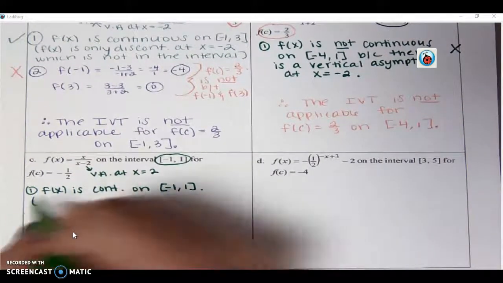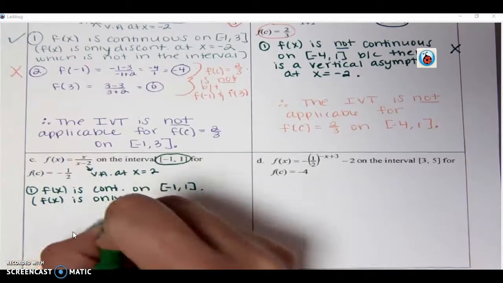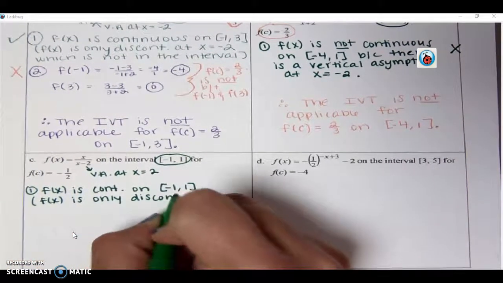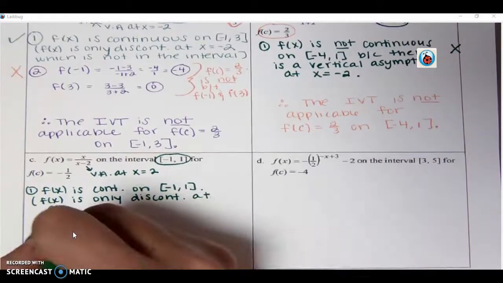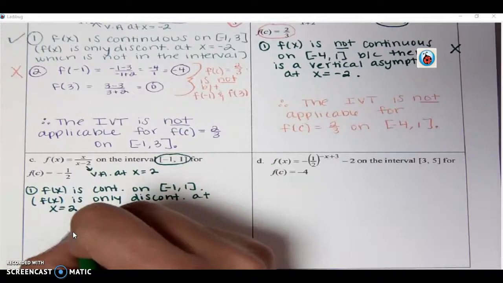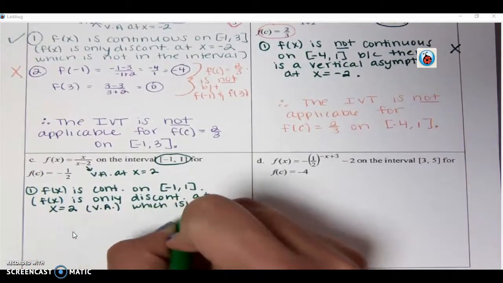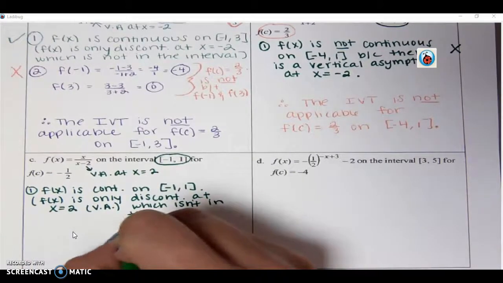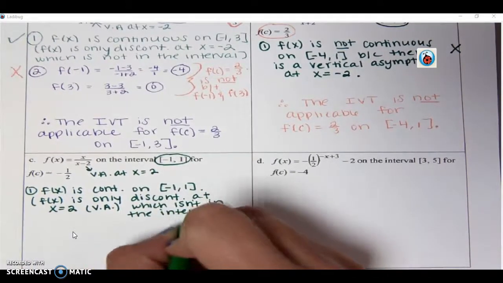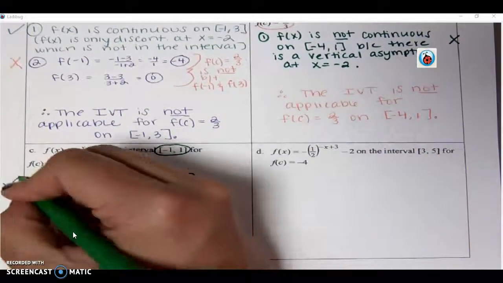And we can say f of x is only discontinuous at x equals 2. We could put in parentheses vertical asymptote, which isn't in the interval. So you just have to mention that vertical asymptote and just show that it's not in the interval. So step 1 works here.